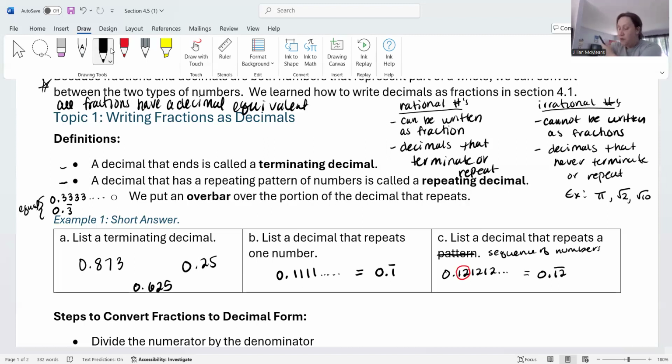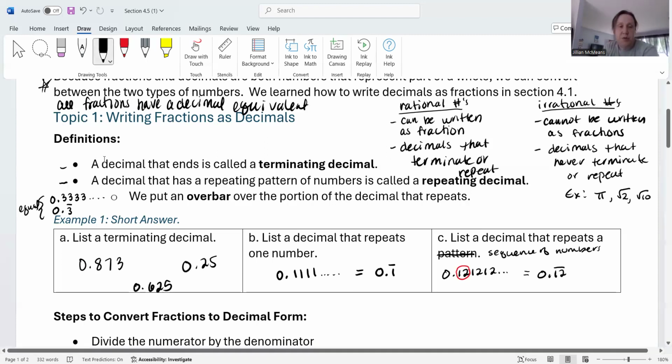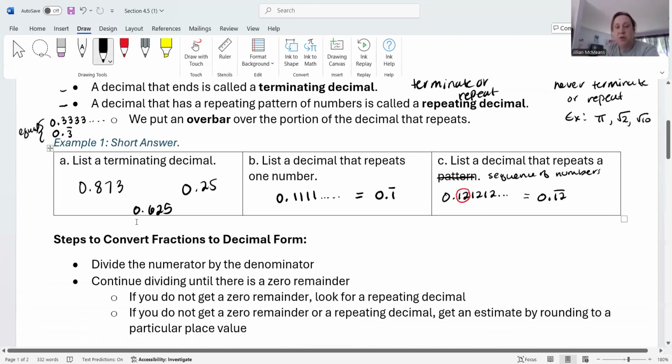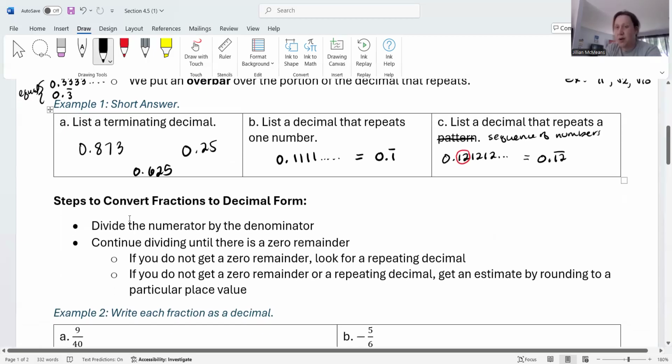Now for example two, we're going to look at steps to convert fractions to decimals. We already know how to take a decimal and write it as a fraction. That's no big deal. We did that in a previous section. But for converting fractions to decimals, we need to understand the steps.